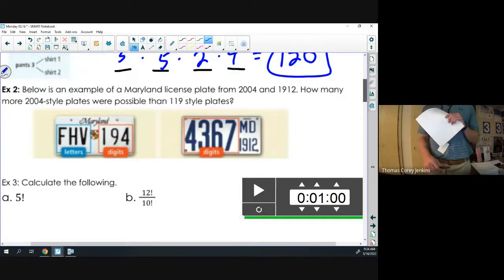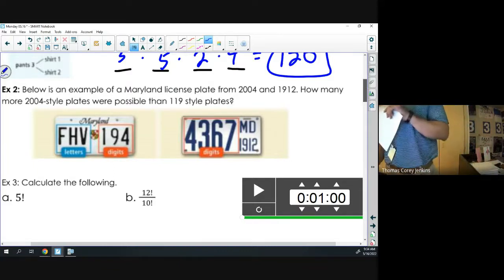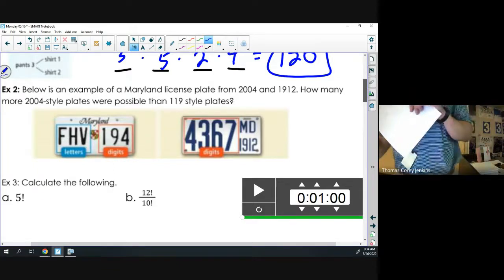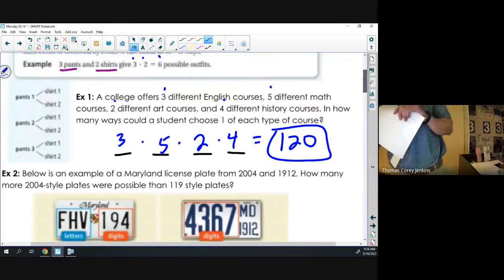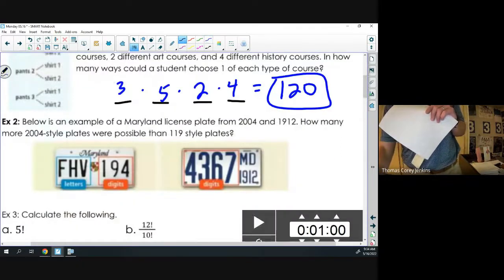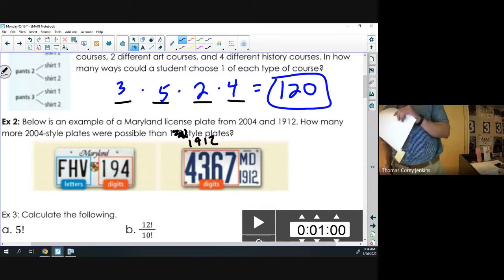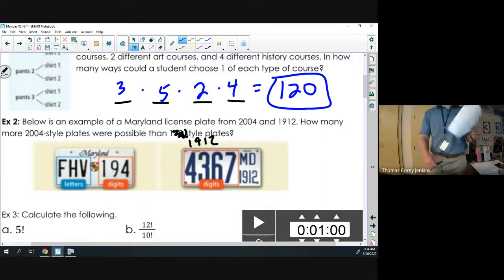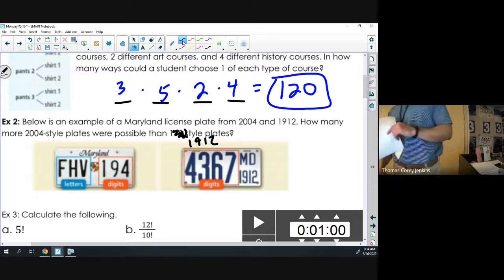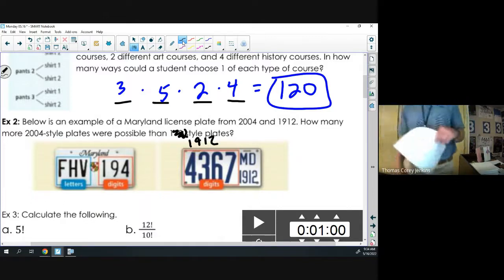Example 2. Below is an example of a Maryland license plate from 2004 and 1912. How many more of the more modern plate are there? Okay, so I think just for your notes, it says 119 style plates were possible then. What should that say? I think 1912 is what that should say. Okay, so basically our layout for the more modern plate is 3 letters followed by 3 digits. And then in 1912, they just had 4 digits. Okay, everything else was fixed.